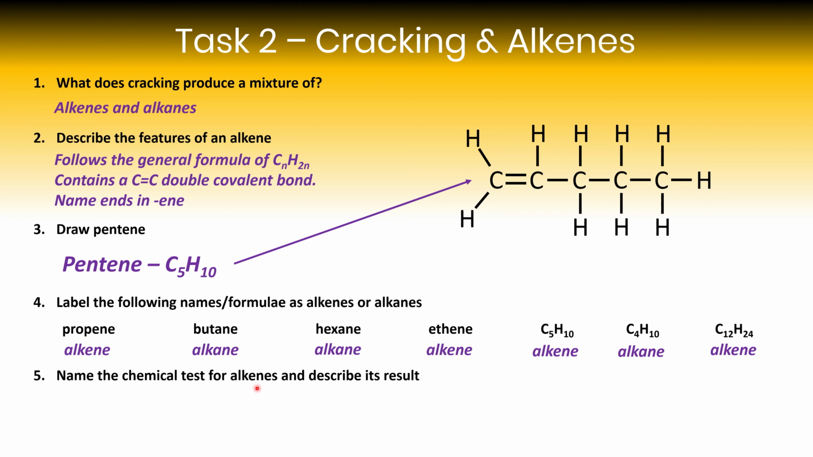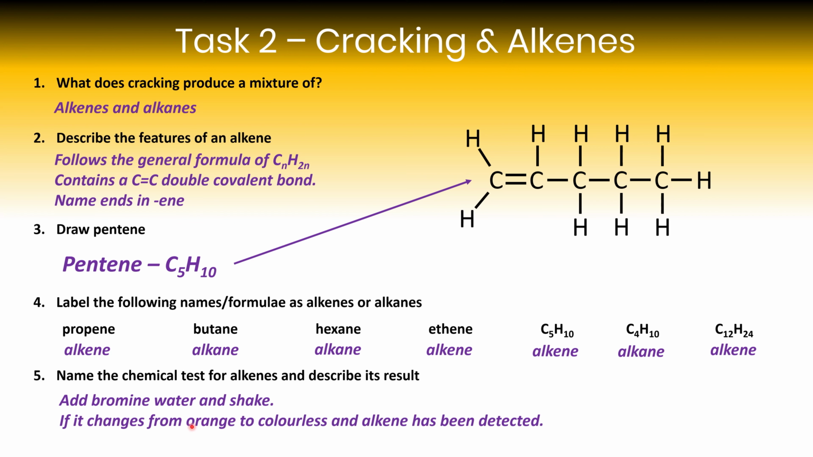The chemical test for alkenes and its result is as follows. The test is called adding bromine water, and you do need to shake it with the bromine water in there because normally the bromine water actually floats as a layer on top. So you need to shake it to get them mixed. If it changes from orange to colourless, not just goes colourless, from orange to colourless, then an alkene has been detected. Positive test result there. Always give the negative result as well. If it remains orange, no alkene is present. That might mean you've got an alkane, or it might mean you've got something else, but it means you haven't got an alkene.